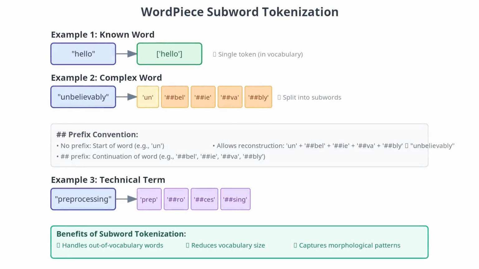Now let's understand subword tokenization better. BERT uses WordPiece tokenization, which can split unknown or rare words into smaller subword units. This diagram shows how this process works. When the tokenizer encounters a word that's not in its vocabulary, it breaks it down into smaller pieces that it does recognize. The double hash prefix indicates tokens that continue a word rather than starting a new one.